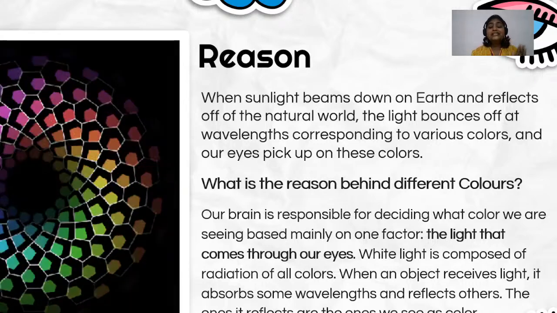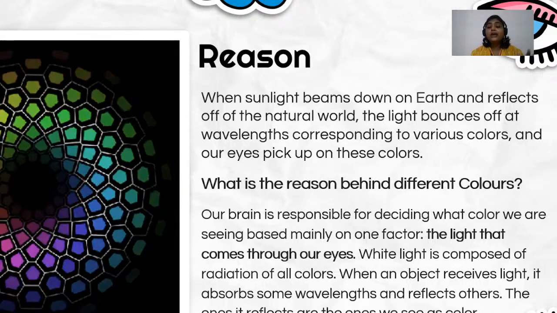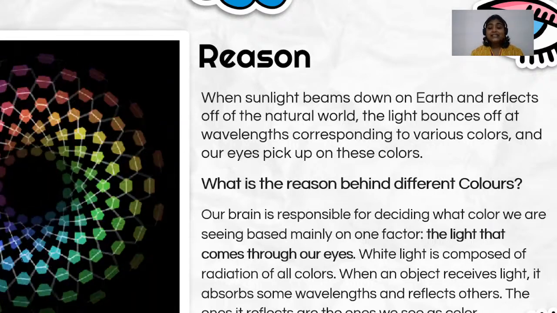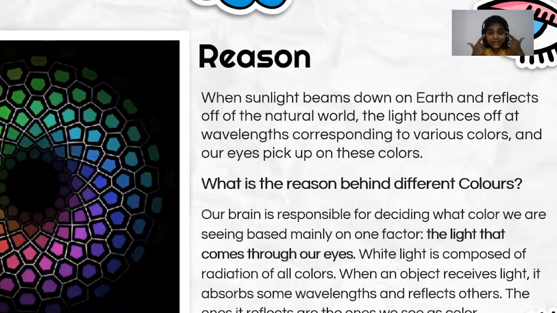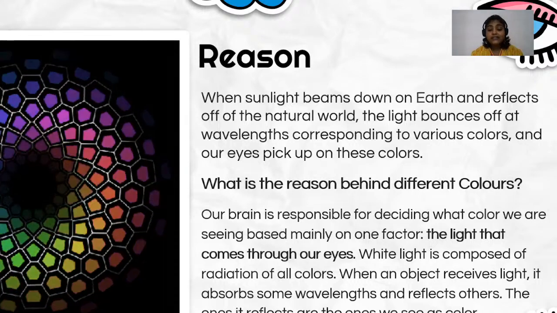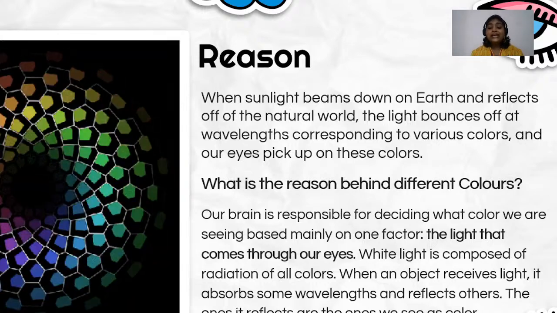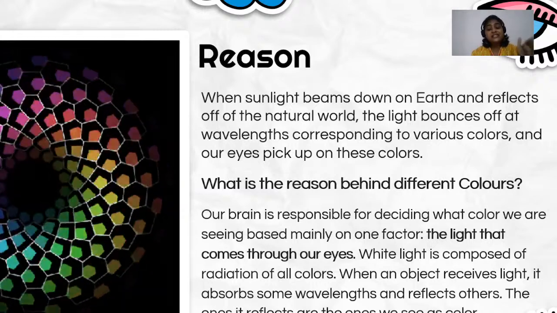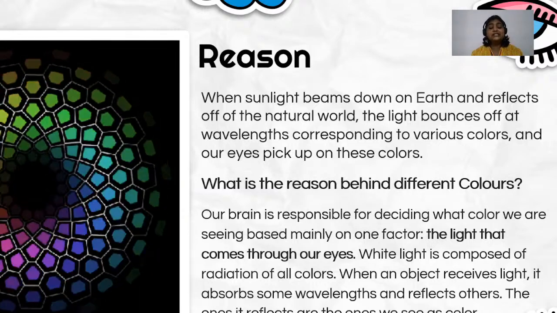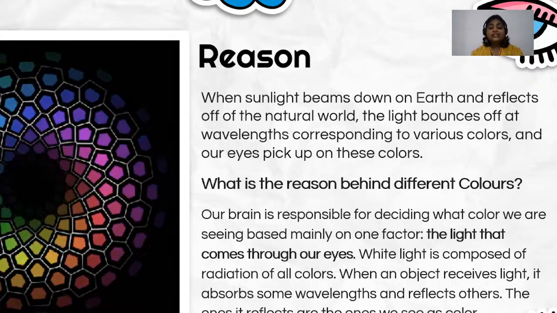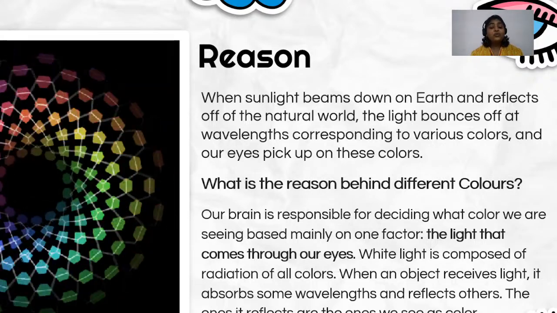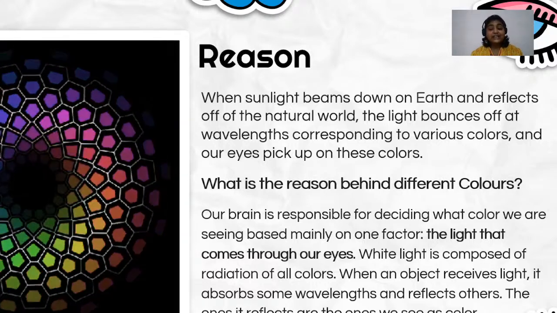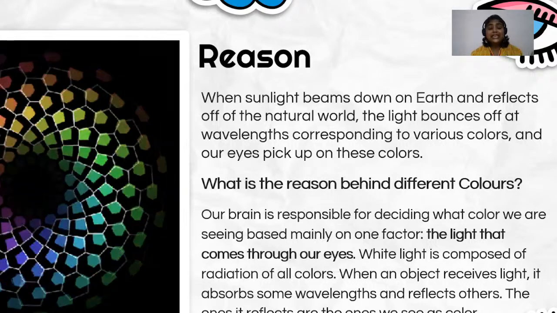Our brain is responsible for deciding what color we are seeing based mainly on one factor, that is the light that comes through our eyes. Now white light is composed of radiation of all colors. When an object receives this light, it absorbs some wavelengths and reflects others. The ones it reflects are the ones we see as color.